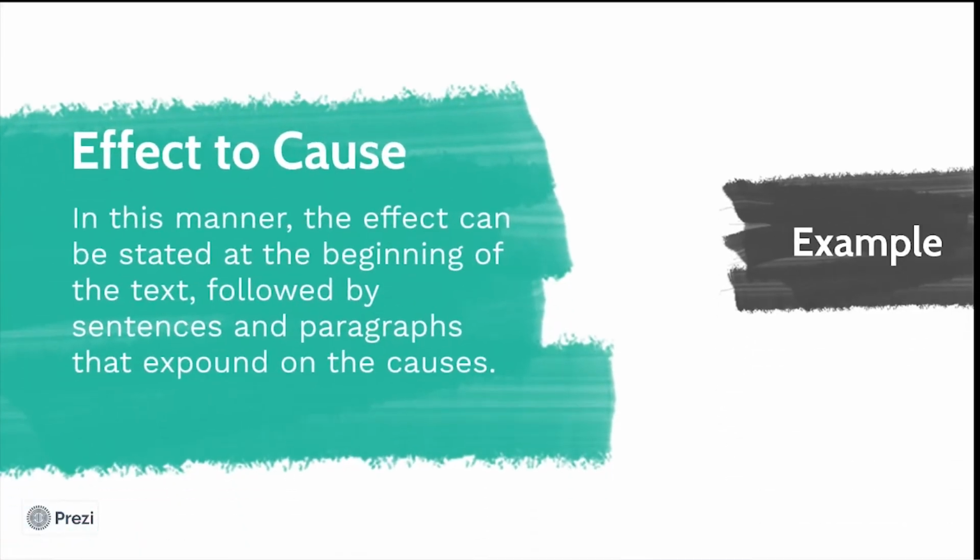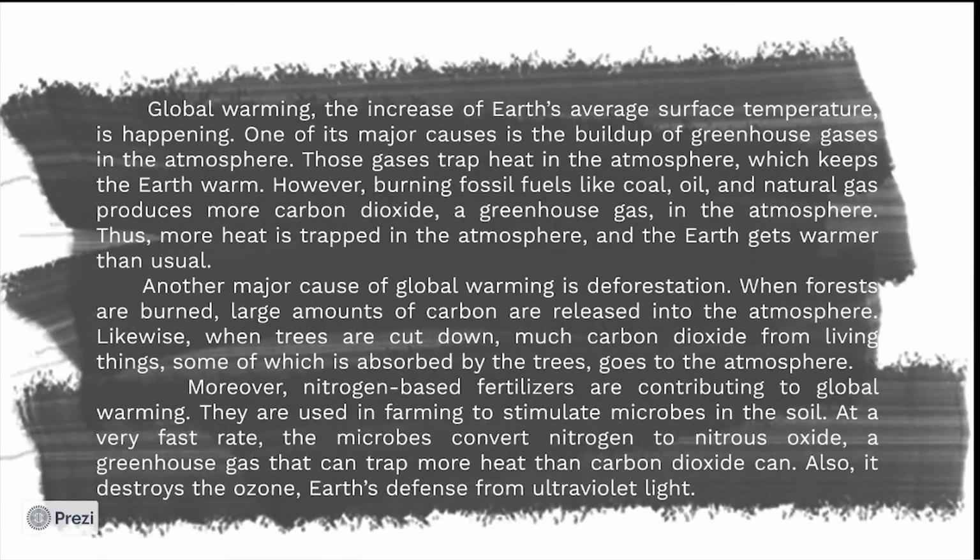The next way is effect to cause. In this manner, the effect can be stated at the beginning of the text, followed by sentences and paragraphs that expound on the causes. Meaning to say, this type of organization is best for presenting a single effect with different causes. Now let's read a given example.